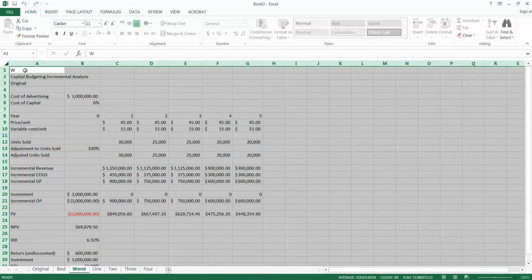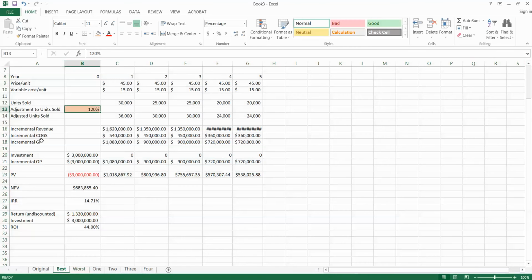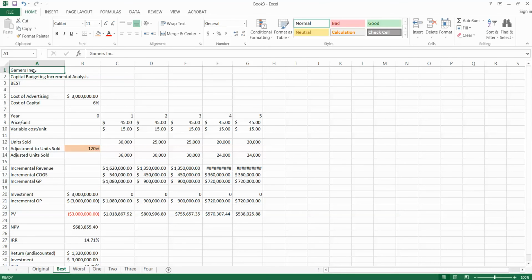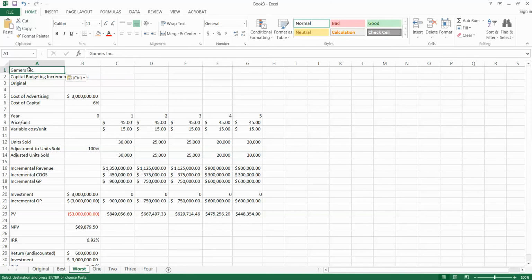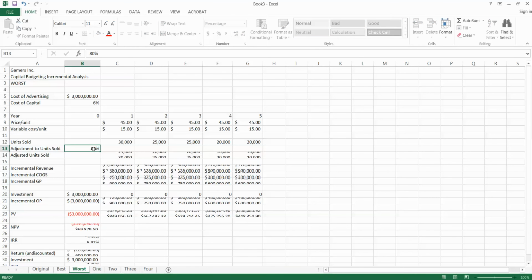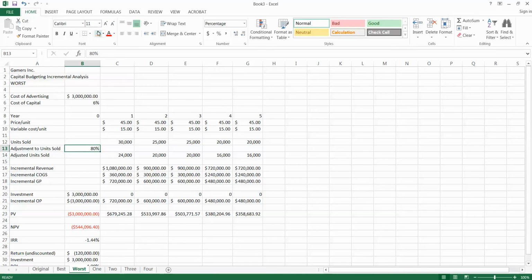Now we're going to come to this one, and I'm not sure why we've lost our title, Gamers Inc., so we'll copy it over. Control B, and we'll call this worst. On the worst scenario, which is number 3, we're going to take our sales down 20%, and when we decrease sales by 20%, we take 100% minus 20% to get 80%. We simply input 80 there, highlight it so we know what we changed.